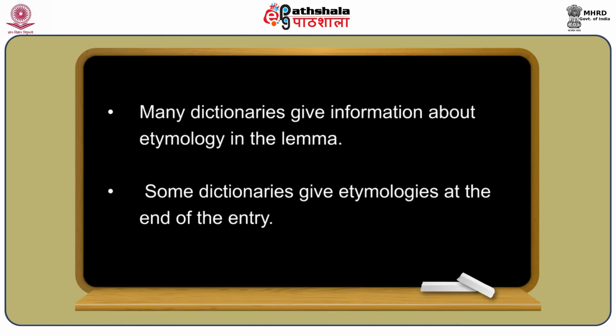Many dictionaries give information about etymology in the lemma form. Some dictionaries give etymologies at the end of the entry. Dictionaries of Indian languages, particularly Hindi, Bangla, Marathi and others, provide this information with the help of origin tags indicating the source language and the source form of the lexical unit. For example, in Hindi, chota is actually derived from Sanskrit khudra, small. It is given immediately after the word.